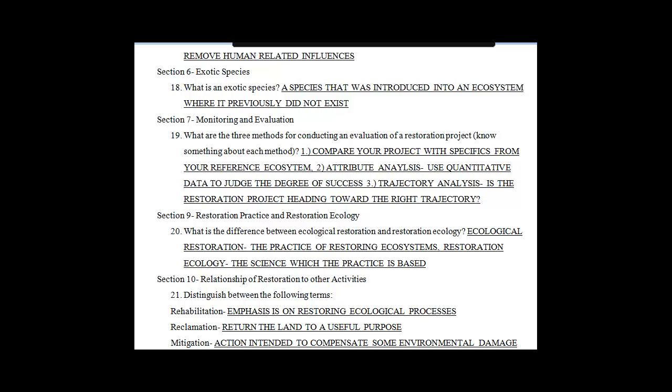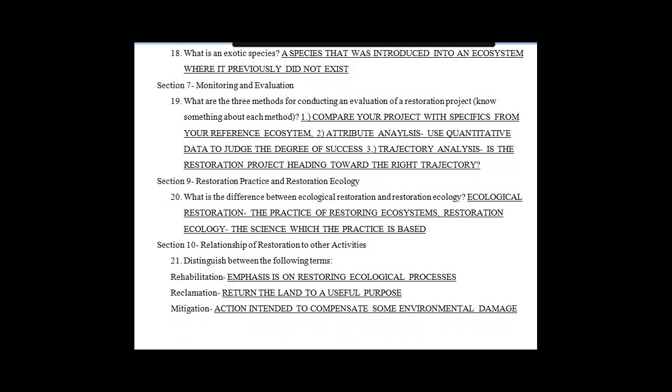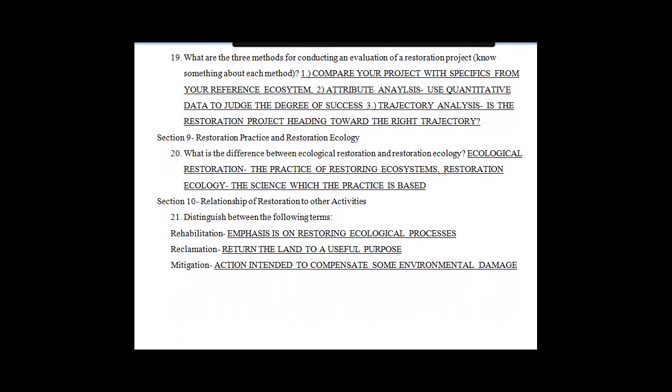Number 19, what are 3 methods for conducting an evaluation of a restoration project? How do you know whether or not your project is progressing the way that you want it to? Well, the first thing you can do, of course, is compare that to your reference ecosystem. You can also go out and collect quantitative data, and then you can look at a trajectory analysis. Do you feel like your project is on the right trajectory? Is it on the right path toward whatever it is that you want your ecosystem to be?